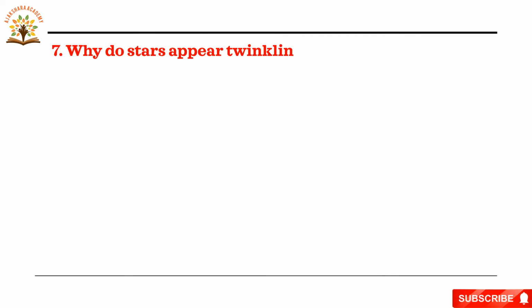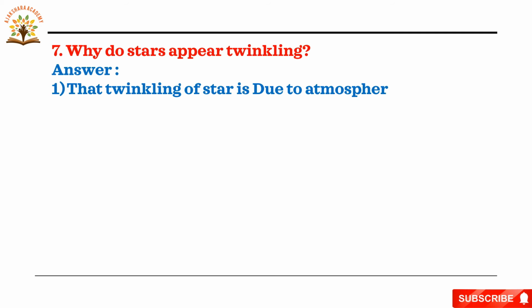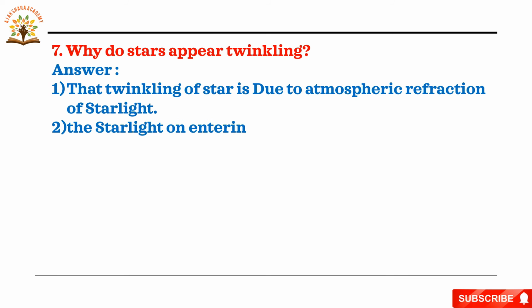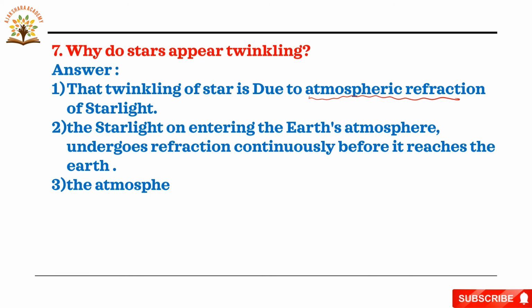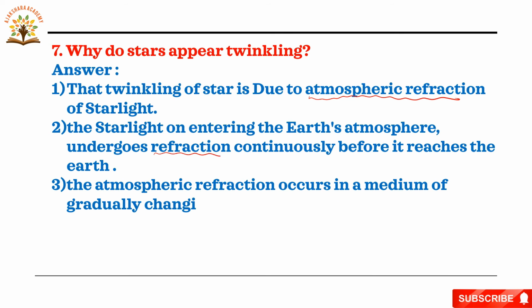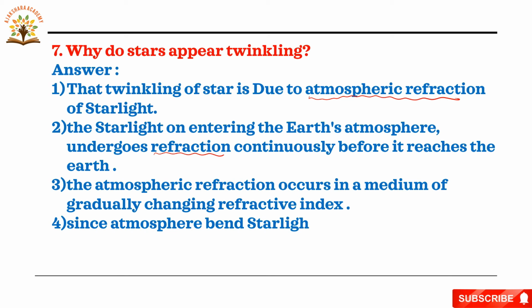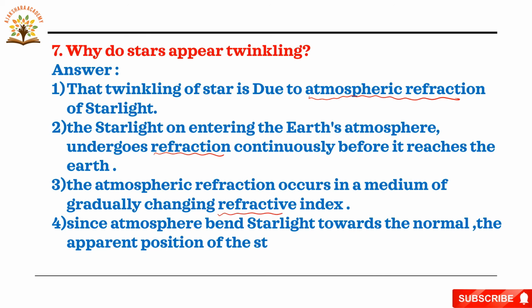Why do stars appear twinkling? Now we will discuss why the stars appear twinkling. The twinkling of stars is due to atmospheric refraction. Due to atmospheric refraction of starlight, the stars twinkle. The starlight on entering the Earth's atmosphere undergoes refraction continuously before it reaches the Earth. The atmospheric refraction occurs in a medium of gradually changing refractive index.